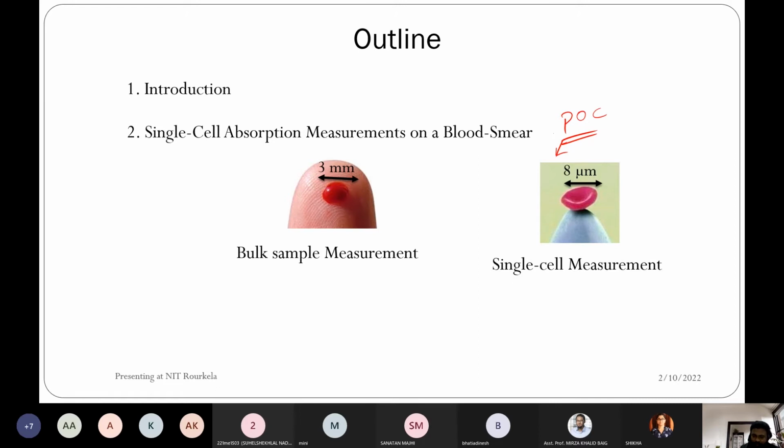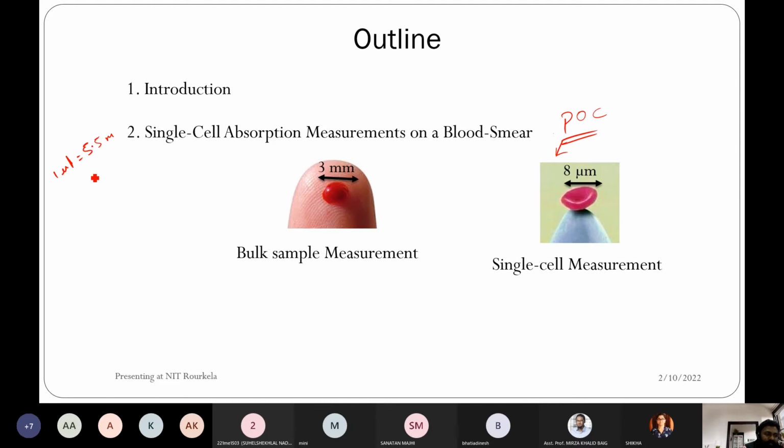I'm not sure how many of you know, but most of you are aware that 1 microliter of blood sample contains more than around 5.5 million red blood cells, right?